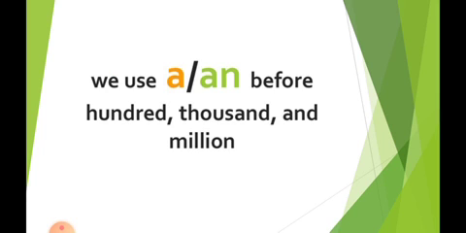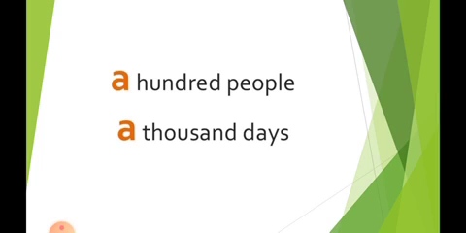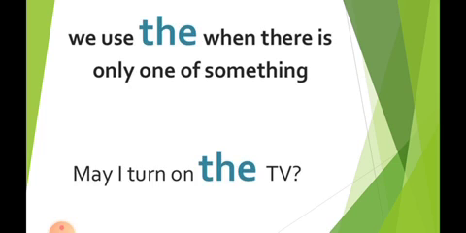We use a or an before 100, 1000 and million. So, how to use it? A hundred people. A hundred is singular; there is no plural or singular for that. Hundred is only one word. A hundred people. A thousand days. So, before hundred, thousand or million we use a.